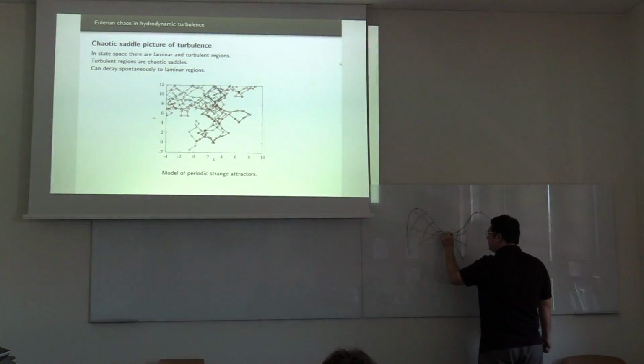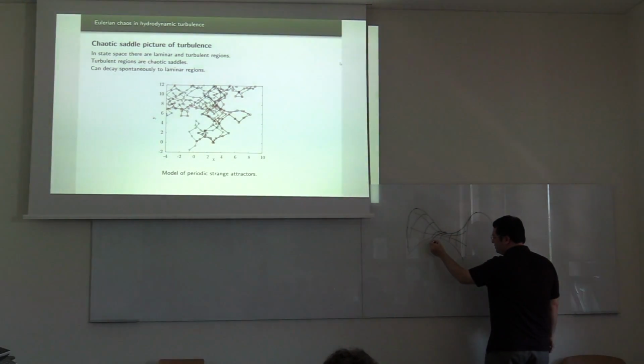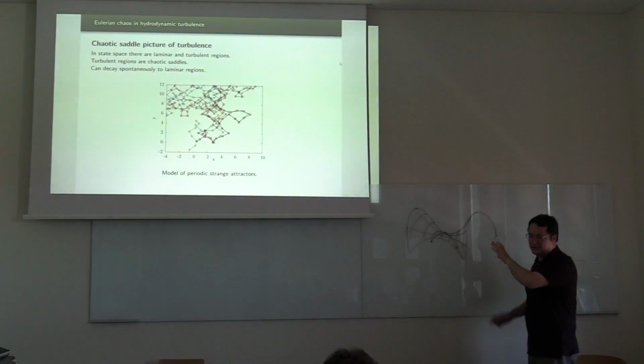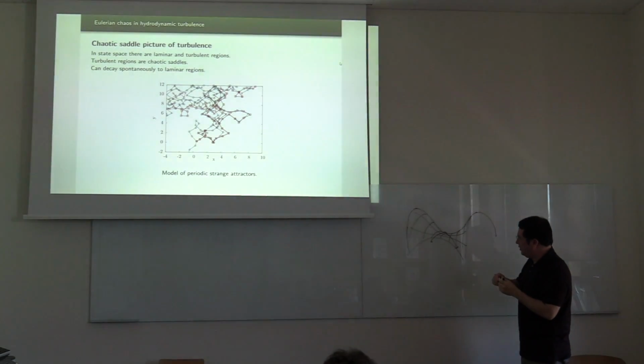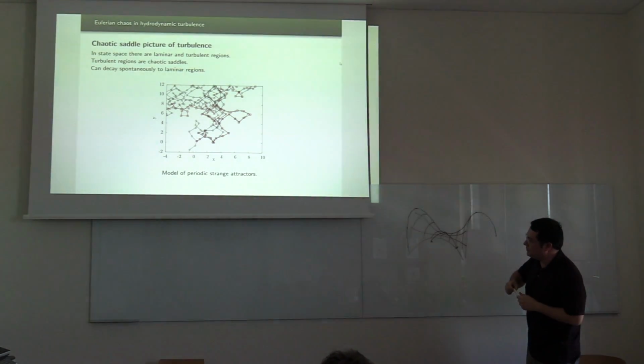So you have a point here and a point here. Even though they're close together, they will eventually diverge exponentially. This is the state space. This is a saddle representing the state space of the system. So you can imagine a set of these saddles just repeated through state space.